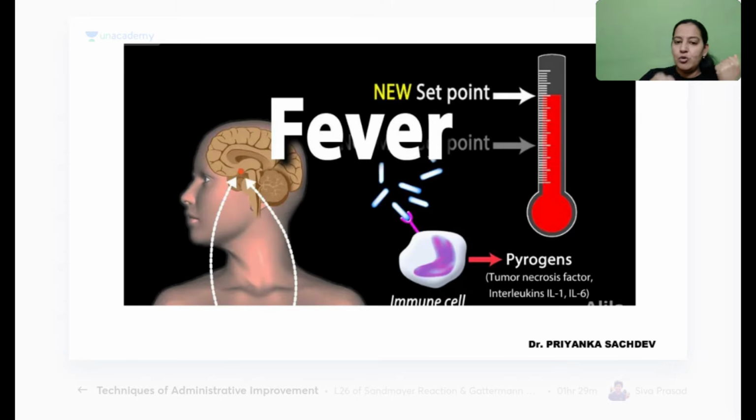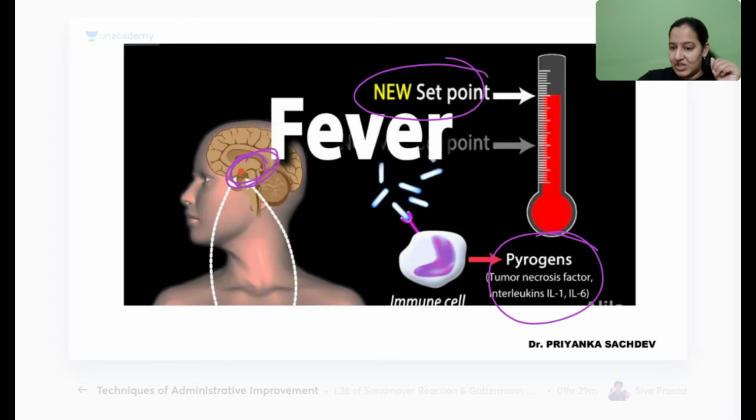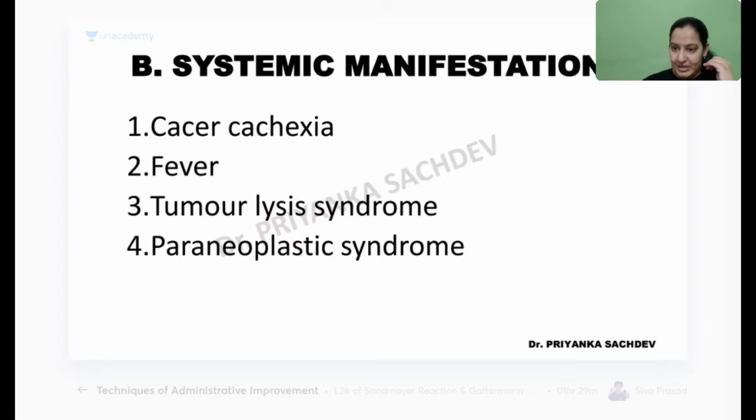So patient will have a new set point in the hypothalamus. New temperature set point will be there. So instead of 98, it will be set at 100, 101, 102. So patient's body temperature will rise. So that is the new temperature set point. These are known as pyrogens. So TNF, IL-1, IL-6, all of them are pyrogens because they are secreting prostaglandin E2, and that is causing a new set point in the hypothalamus. Done. So that is the second thing.